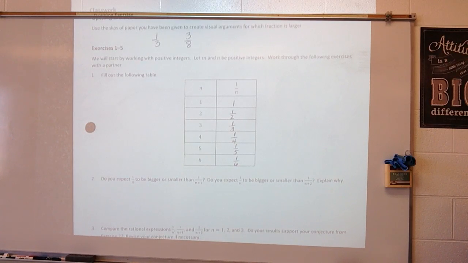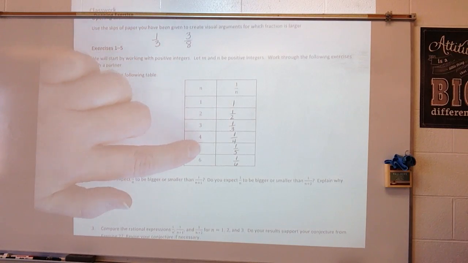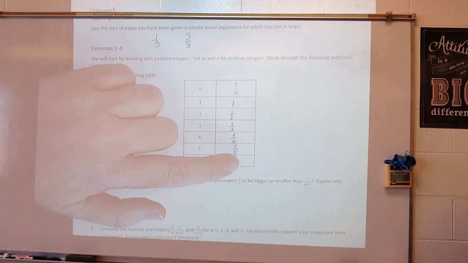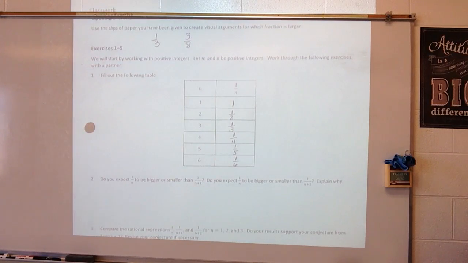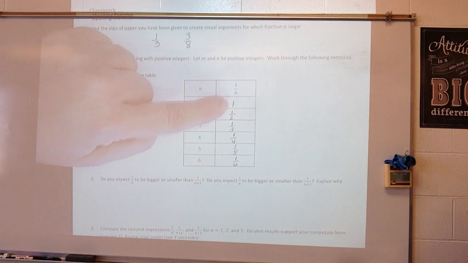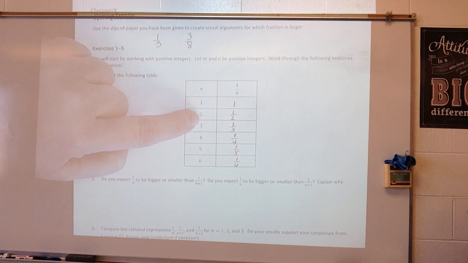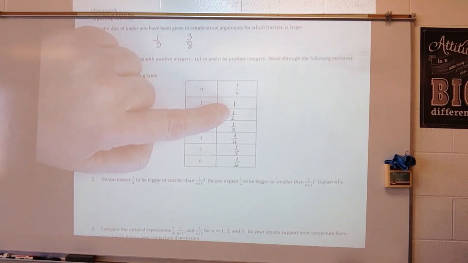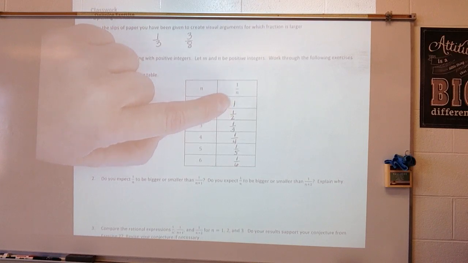Okay. Do you expect 1/n to be bigger or smaller than 1 over n plus 1? And do you expect 1 over n to be bigger or smaller than 1 over n plus 2? Explain why. Well, let's look at this. As my number increases, what happens to my fraction? My value of my fraction decreases. So I've got 1 over 1. When n was 1, I had a whole. But when it increased for the value of n, my fraction went to 1/2, which is smaller than 1.